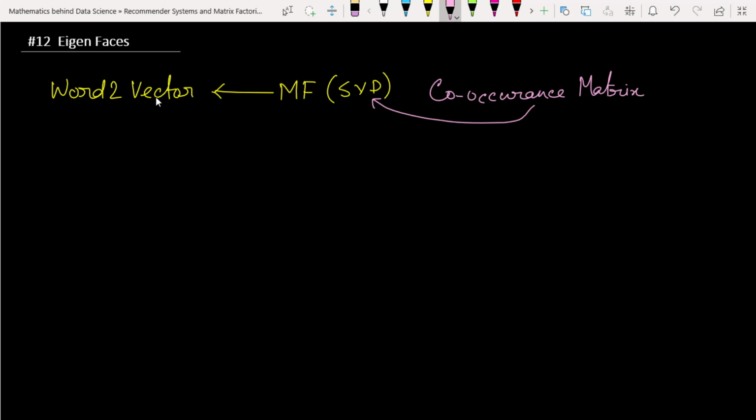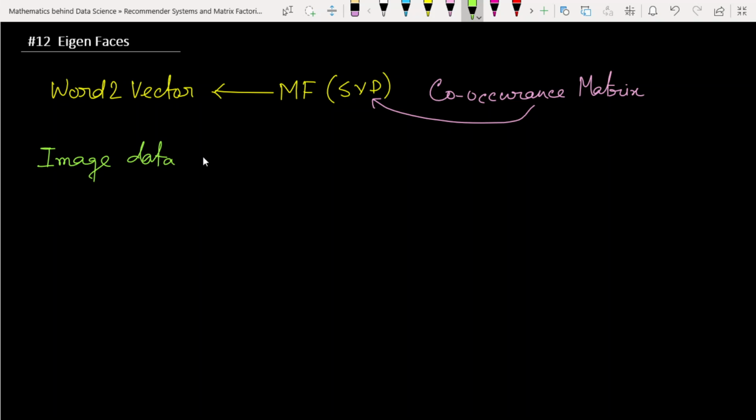Now let's see how to use this matrix factorization technique to find the faces of humans. Let's see it, and at the end of this video, we'll see a practical example. So suppose we have some image data.